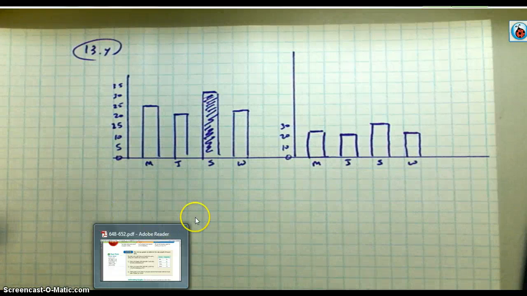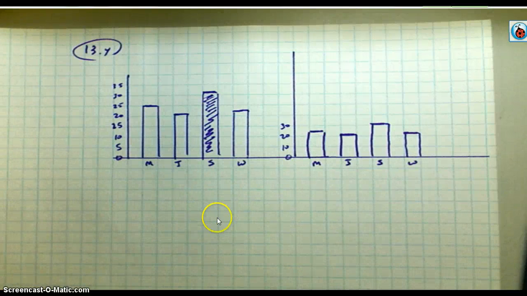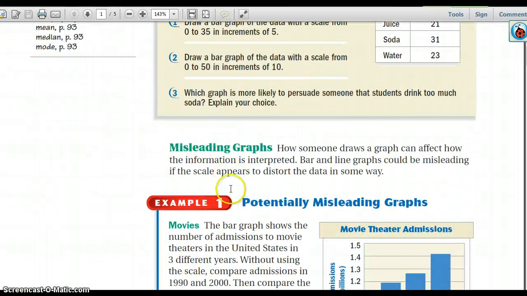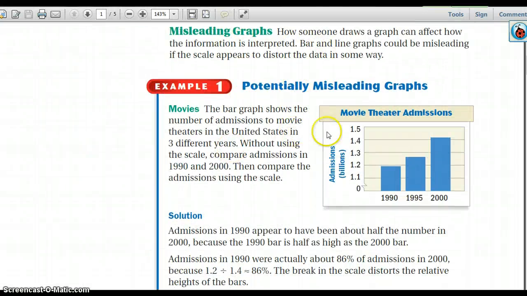So we have to be careful, because sometimes statistics or graphs are misleading because they want to get a point across. So let's take a look at our page in our book again, at some other examples of misleading data. This one here is a graph that shows movie theater admissions. It shows the number of admissions to movie theaters in the United States in 3 different years, 1990, 1995, and 2000. You can tell that this is old data, but nonetheless, we're paying attention to the graphing more than the particular years. So in this graph, we want to compare the admissions using this scale.